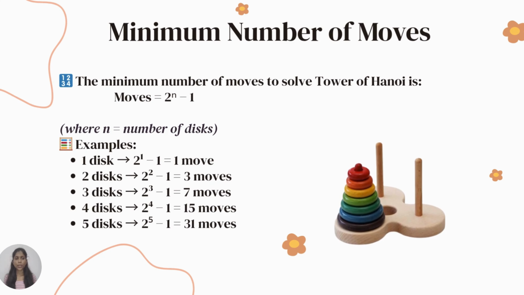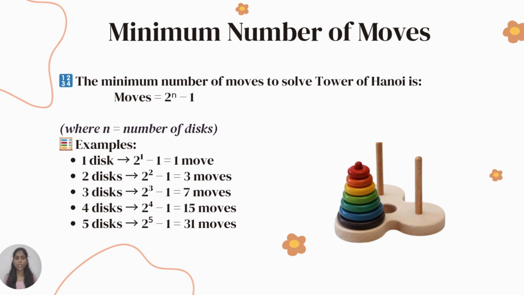Now, let's talk about how many moves it takes to solve the Tower of Hanoi puzzle. There is a simple formula: 2 to the power of n minus 1, where n is the number of disks. So, for one disk, it's 1 move. For 2 disks, it's 3 moves. For 3 disks, it's 7 moves. For 4 disks, it's 15 moves. For 5 disks, it's 31 moves.